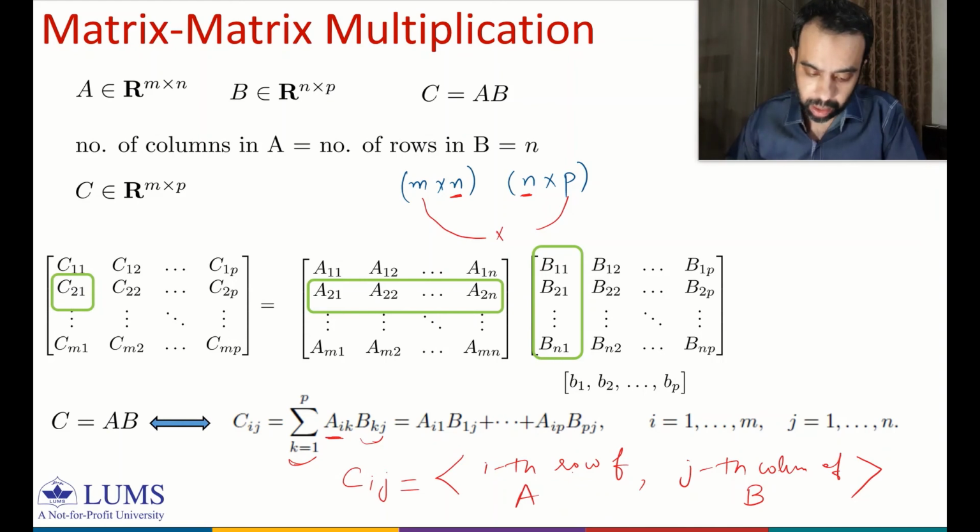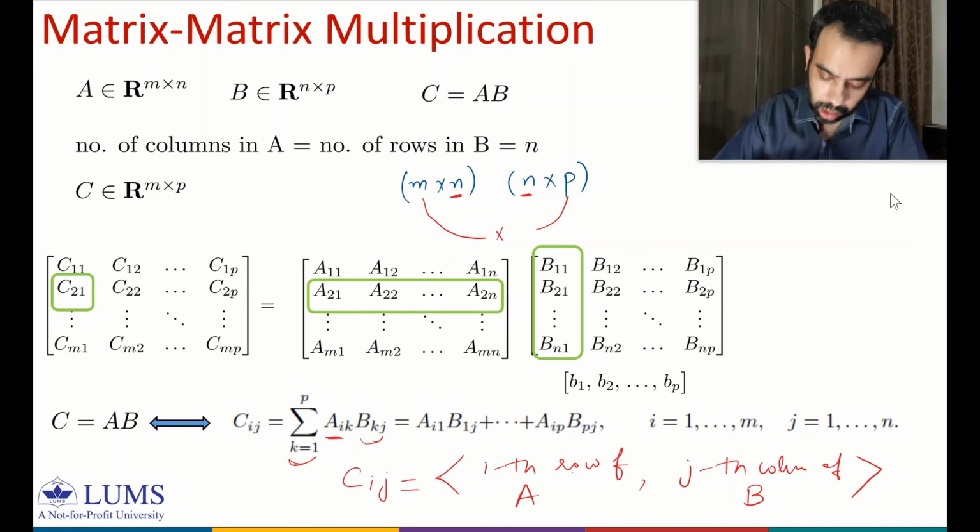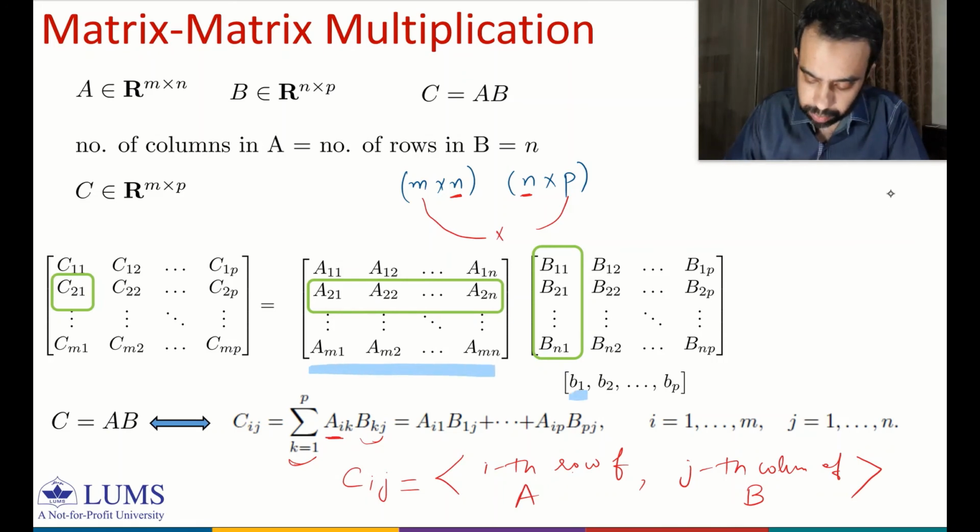So what you obtain is, if I multiply this matrix A with B1, what do I get? I get the first column of this matrix C. If I multiply this matrix with the second column of the matrix B, what I obtain is the second column of matrix C.